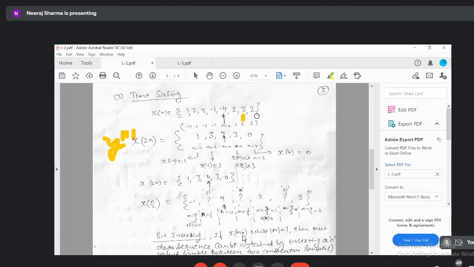What is the value of x4? x4 is equal to 0. So we have substituted 0 here. Now let us move towards the left hand side.